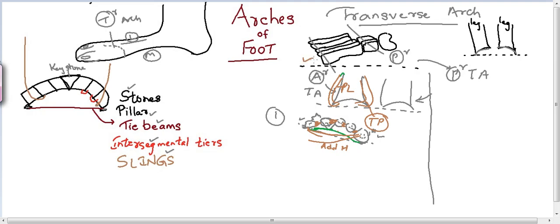So to summarize, the anterior transverse arch is formed by the heads of the 1st to 5th metatarsals. It is a complete arch. It is rounded in shape. These are the heads I have shown in a diagrammatic way, from the 1st to 5th metatarsals.